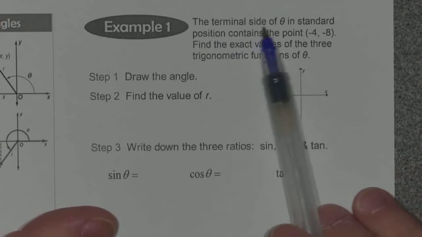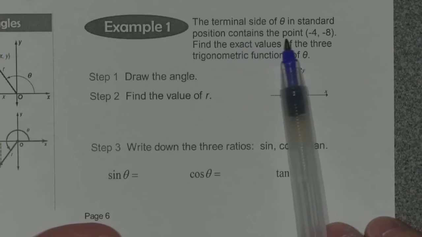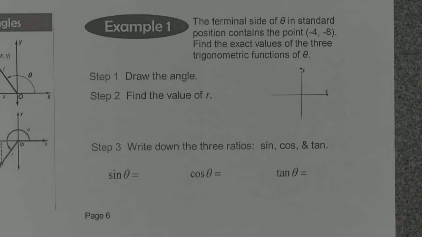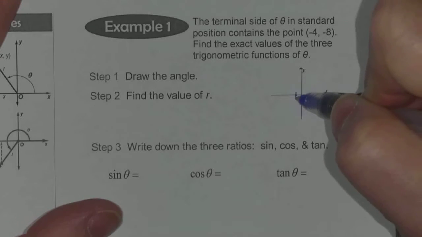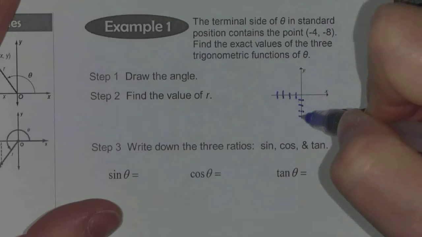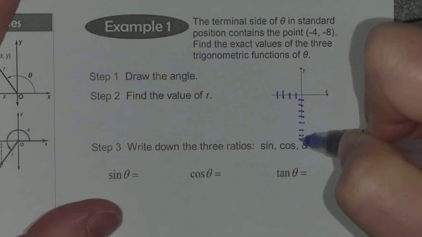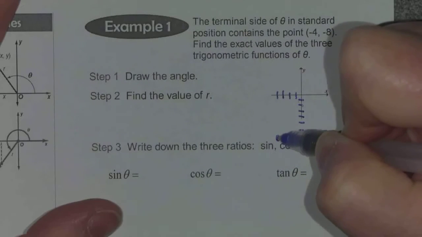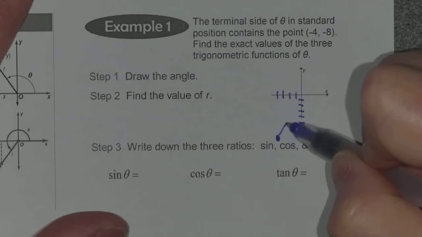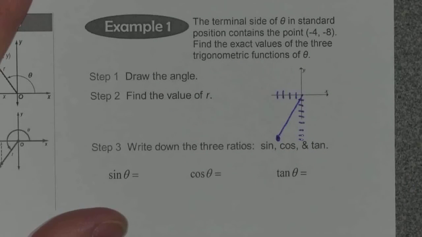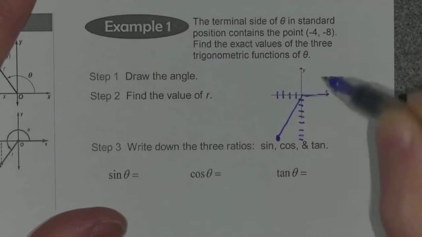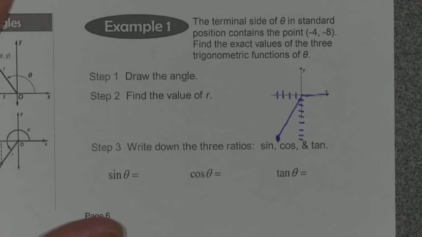So it tells me the terminal side of an angle in standard position contains the point -4, -8. So we're going to find the exact trig values for that. So I'm going to go over -4 and down -8. And that's where my ordered pair is going to be. Okay? My angle goes through that spot. Now, if I wanted to draw my whole angle, I would draw this side with my initial side, and then this is my terminal side, right?